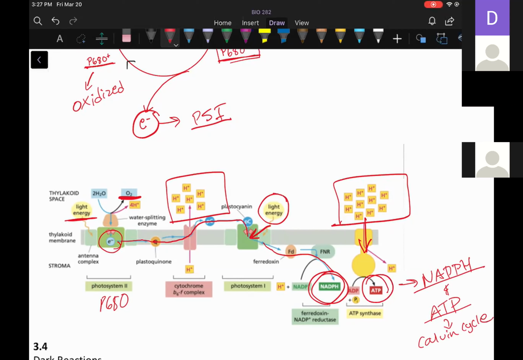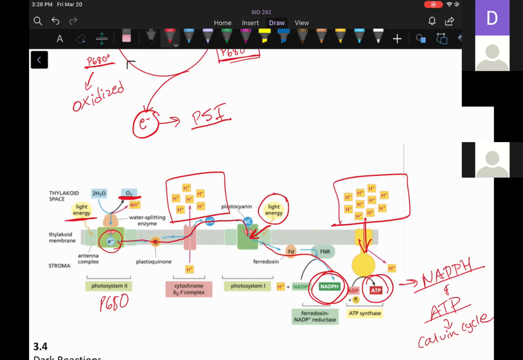The P680 gets reduced or oxidized? P680 gets oxidized. So when it loses those electrons, it's going to get oxidized, right? Yeah, but then when it reacts with water, it gets reduced. Right, correct. That's where water comes in. That's why we need water, so that we can get those electrons back into photosystem 2 to reduce it. All right, thank you.